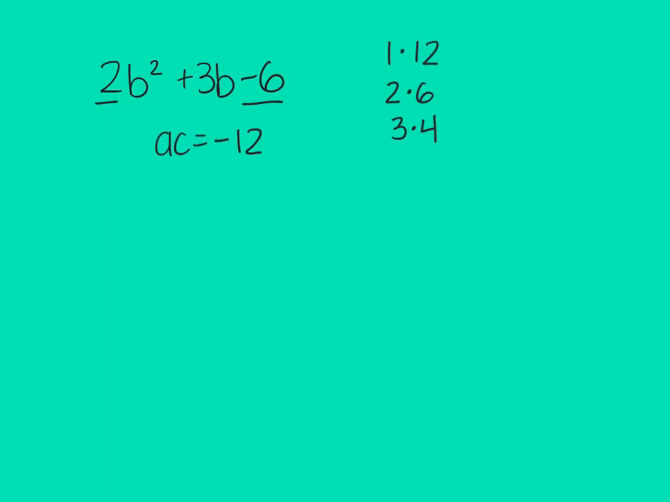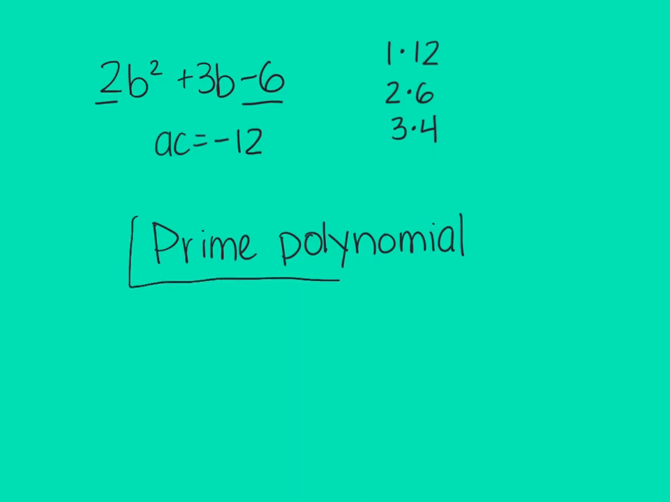So if you go through all of the factor pairs and none of them add up to this b, then this is what is called a prime polynomial. This is when this polynomial cannot be factored. It can't be broken down into a multiplication problem. So this is all we would put for our answer on this one.